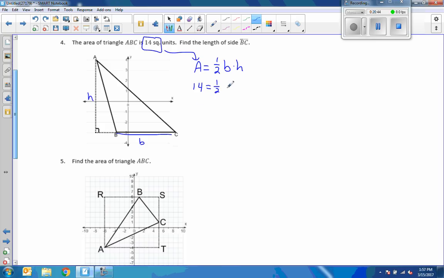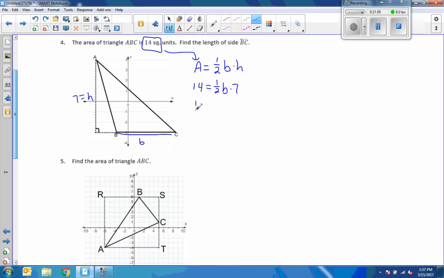I don't know the base, but they do know the height. They took away the x coordinates here, so you can't see them. But we can count our height. From 0 to 4 is 4. From 0 to -3 is 3. That's a total distance of 7. So I'm going to say times 7.